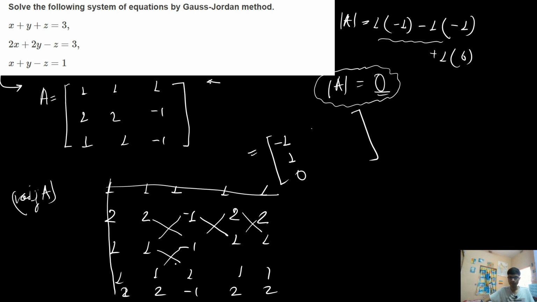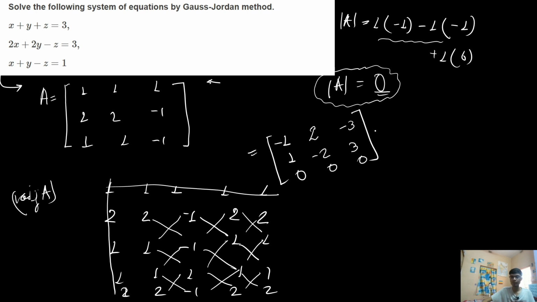Similarly this particular value will be 1 minus of minus 1, that is 2. Similarly this particular value will be minus 1 minus of 2, that is minus 3. Similarly this value will be minus 1 minus of 1, that is minus 2. Similarly this value will be 0. Similarly this value will be 2 minus of minus 1, that is 3, and this value will be 2, 0.